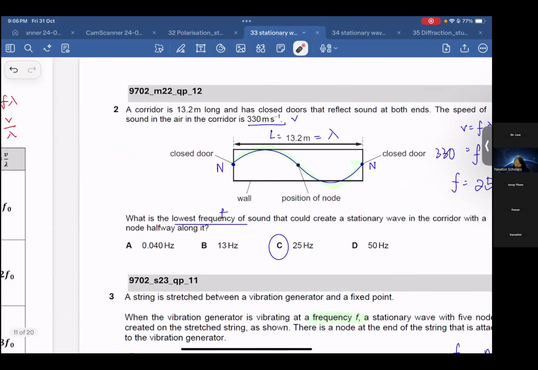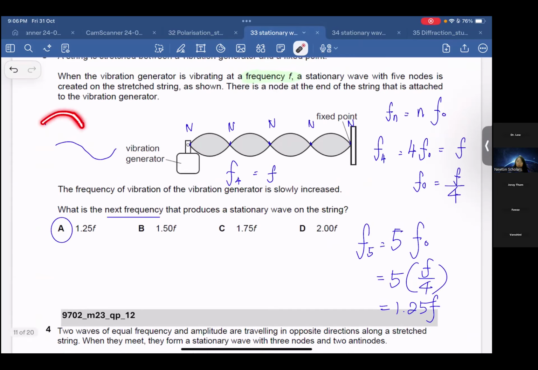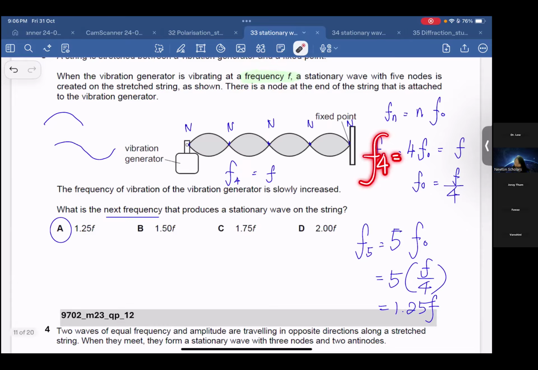So here, this one is called the first harmonic. Like this is called the second. First, then second, third, and then fourth. So this is actually the fourth harmonic. They tell you that the frequency is F. The fourth harmonic equals 4 f0 equals the frequency they give us. So I can calculate what your f0 is. Then the next frequency is the fifth one, so I just do some substitution.